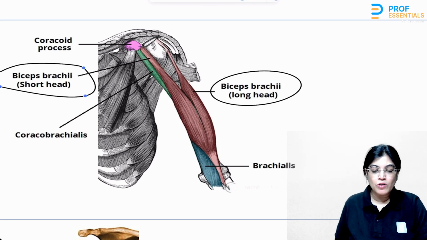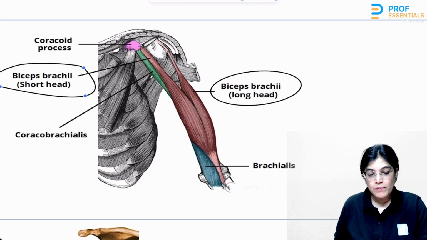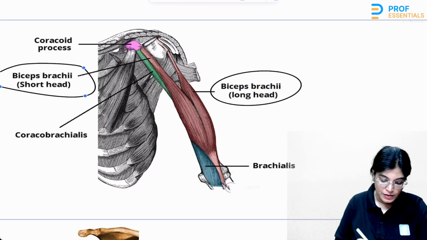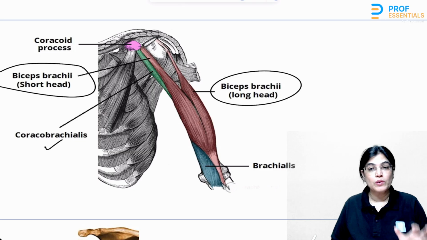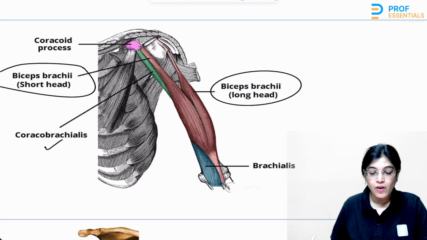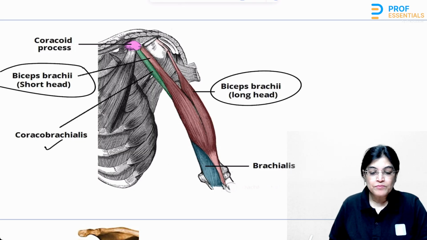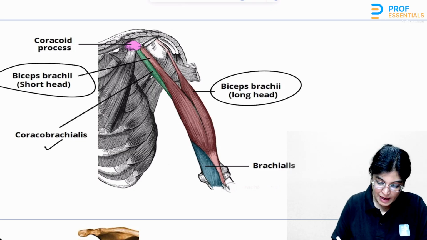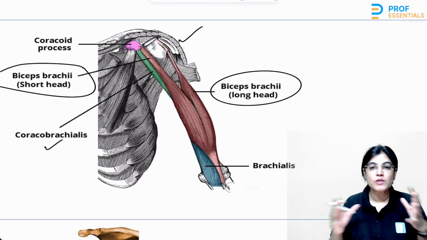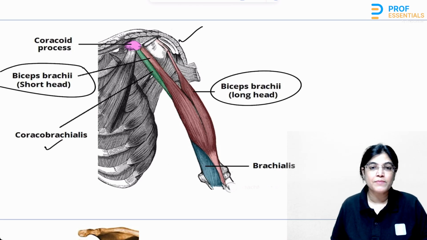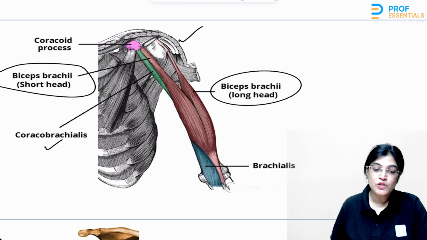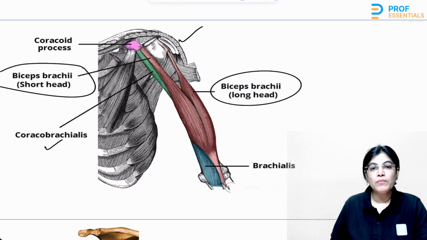So firstly, we will talk about the biceps brachii muscle. It has got two heads. The short head arises from the coracoid process along with the coracobrachialis muscle, which is shown in this image. The long head arises from the supraglenoid tubercle of the scapula, as you can see, and in the previous class we have seen that the long head of biceps brachii traverses through the bicipital groove. The two heads join together and form a belly, and together they are inserted into the radial tuberosity.